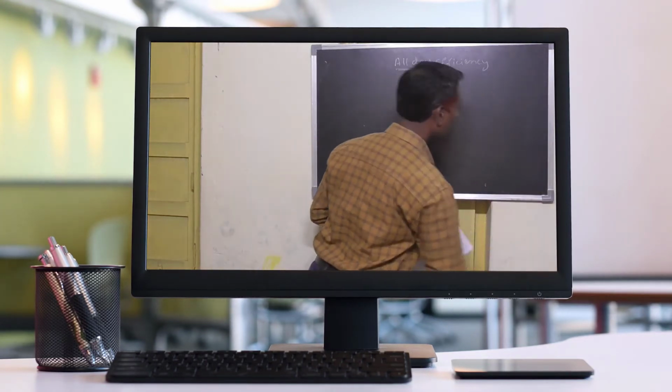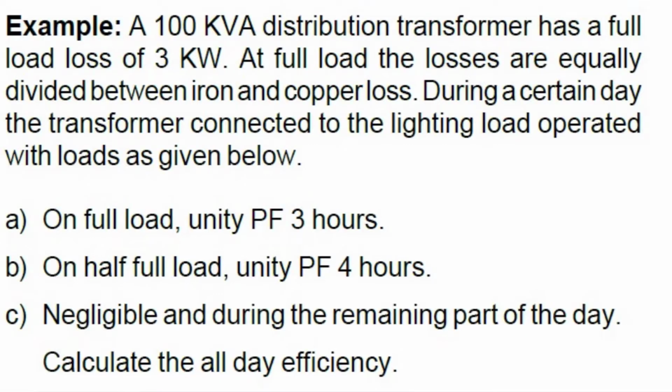So this is problem number 1. A 100 kVA distribution transformer has a full load loss of 3 kilowatt. First we write down the given data.